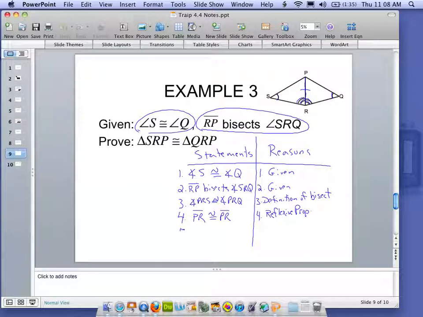And now I do have enough to finally say what I'm trying to prove, that triangle SRP is congruent to triangle QRP. And my reason? Angle, angle, side.